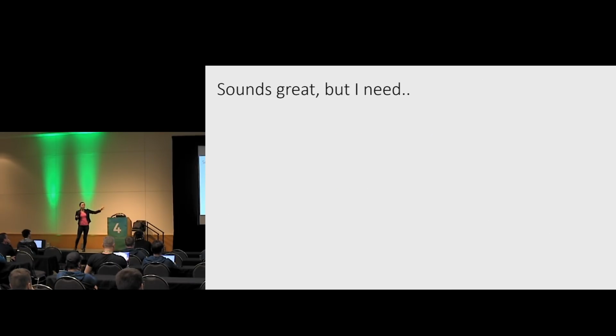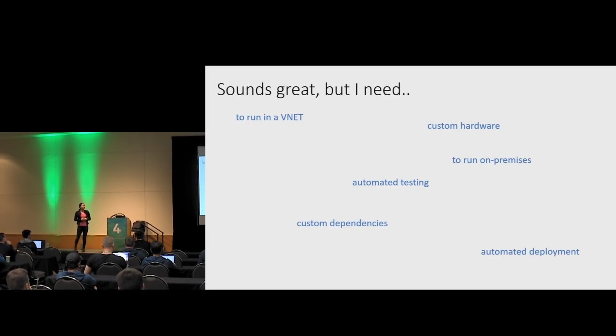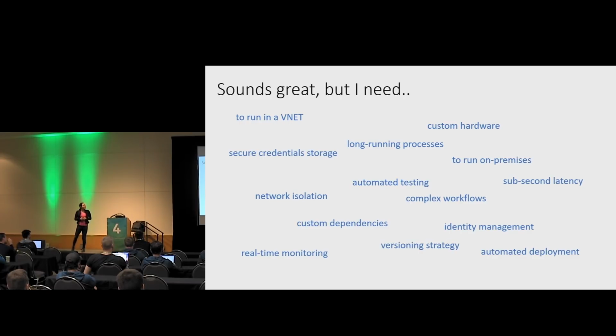So that's a little bit of code, and you're going, okay, this sounds great, but I notice you're leaving a number of things out. Like, let's say I need to run in a VNet. Let's say I need automated testing or to run on premises, custom hardware, custom dependencies, real-time monitoring, automated development, sub-second latency, network isolation, state management.